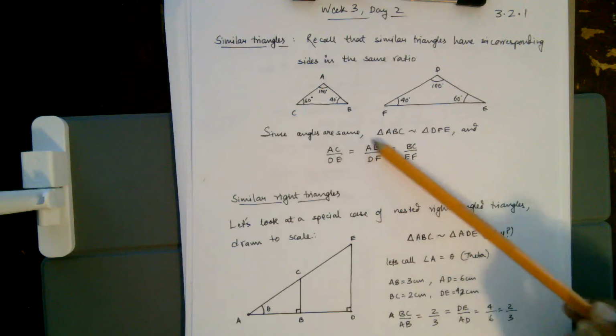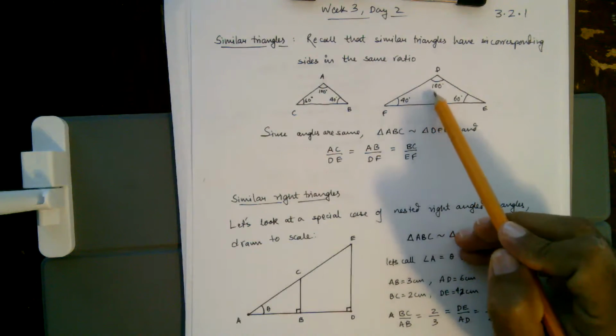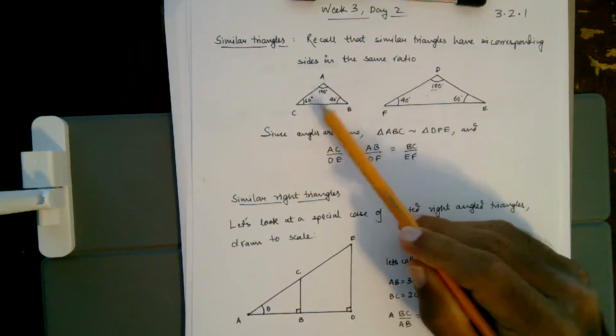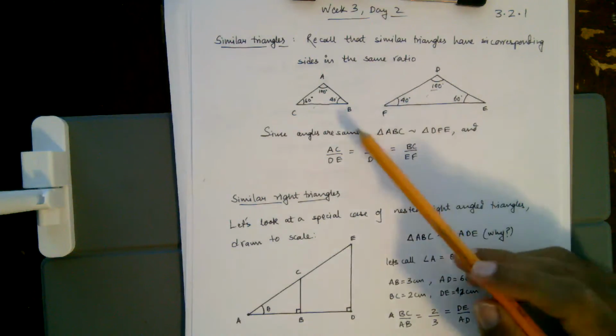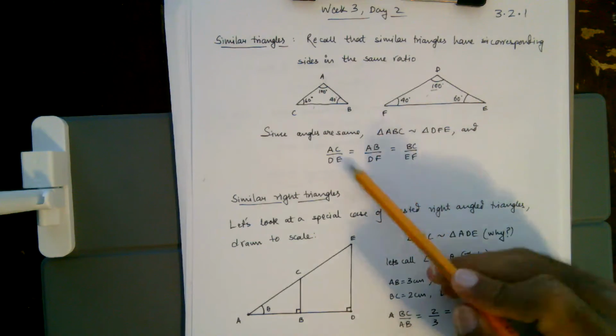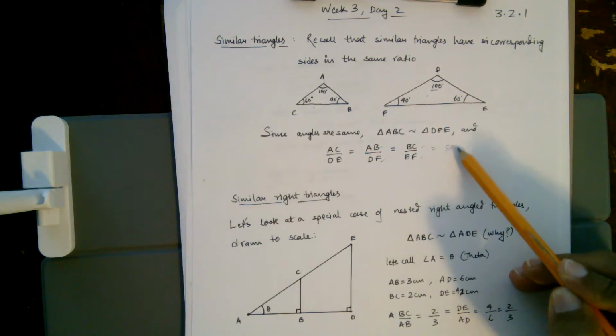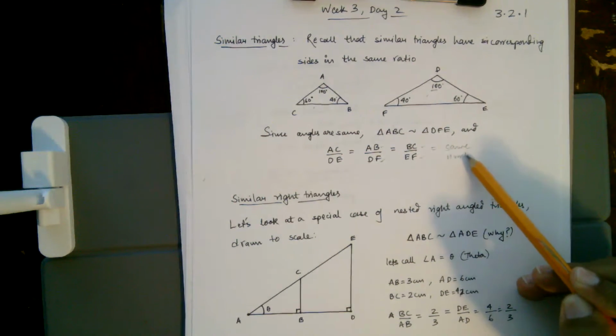For example, here, triangle ABC and DEF or DFE are similar because the angles correspond: the 100, 100, 40, 40, 60, 60. And if you take the ratio of AC to DE, AB to DF, and BC to EF, they should come out to be the same number.